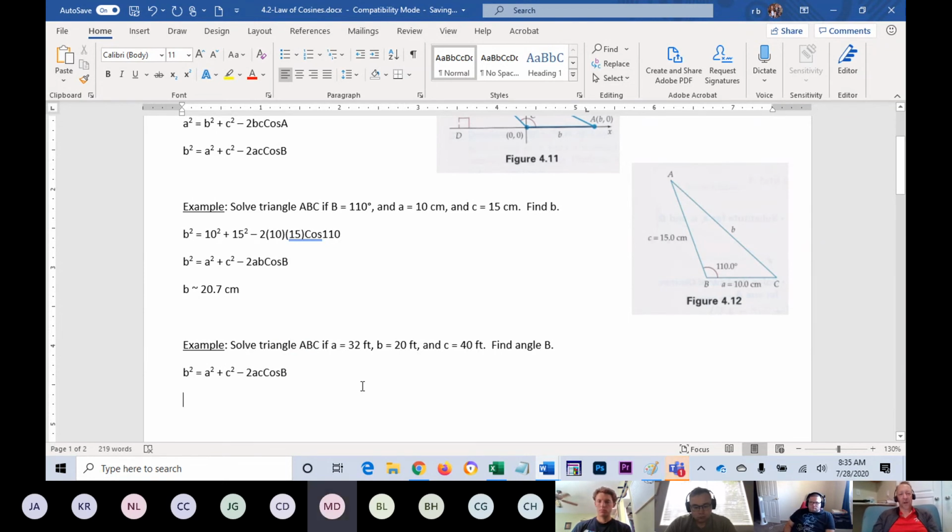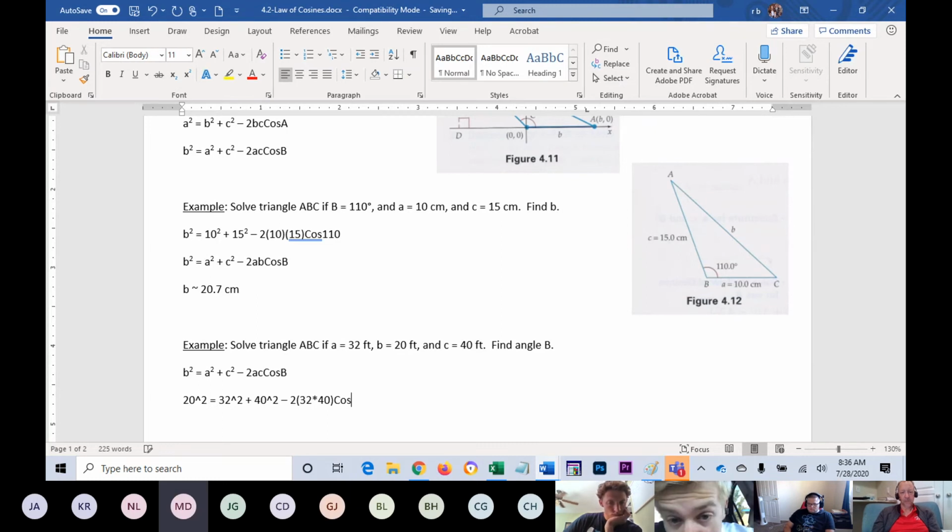Then we just plug everything in, so it'd be 20 squared is equal to 32 squared plus 40 squared minus 2 times 32 times 40. And then you'd take the cosine of B, and then we'd solve for B.